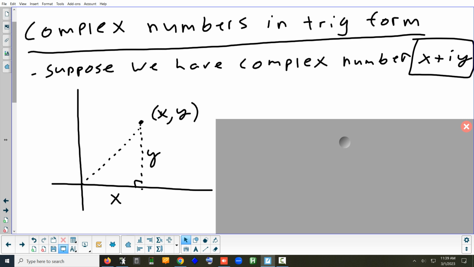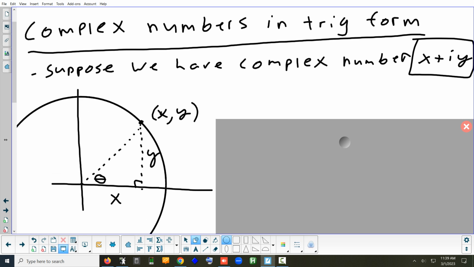Where X and Y are the real and imaginary parts. This angle, we're just going to call theta. And the hypotenuse here, you could call it C, or you could call it H for hypotenuse. But a lot of times, they think of this complex number like that. They think of it as a point on the edge of a circle.